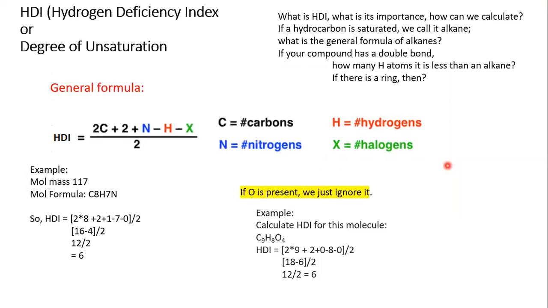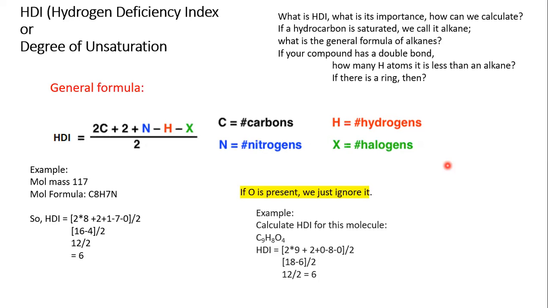Here, on this slide, we have some concepts which we have already gone through. For example, this HDI, or the hydrogen deficiency index, which is also known as degree of unsaturation or unsaturation number, etc. We already know this. What is HDI? What is its importance? How can we calculate it?